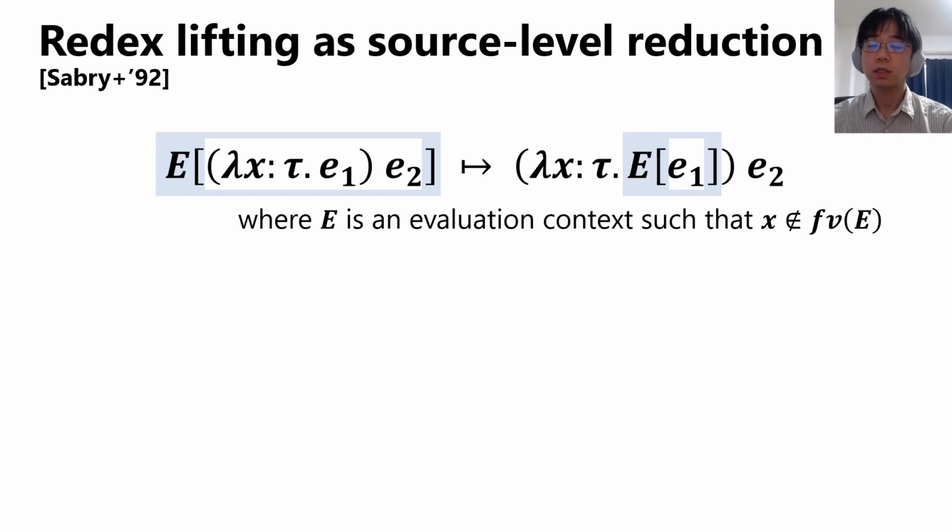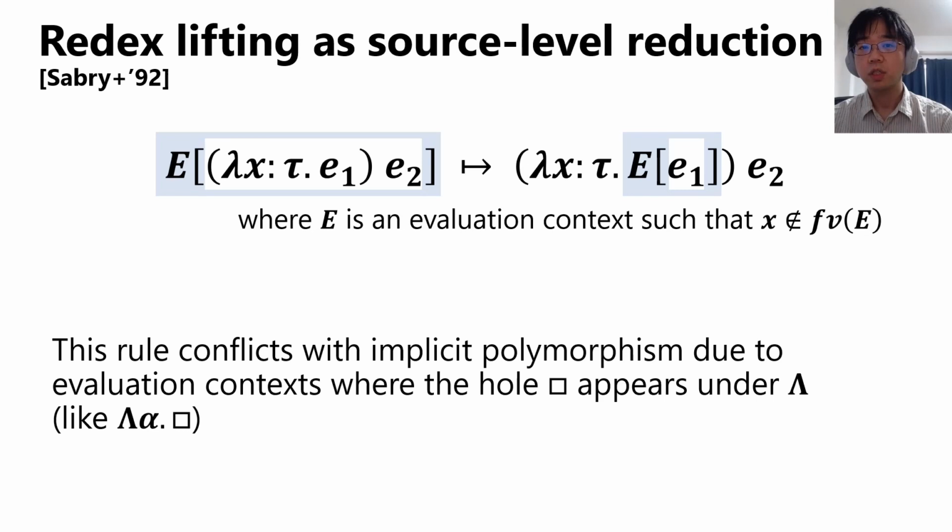This rule characterizes a part of the CPS transformation. So this rule must be type preserving for the CPS transformation to be type preserving. But we find that it is not in implicit polymorphism due to the existence of evaluation contexts such that the hole appears under the type variable binder.